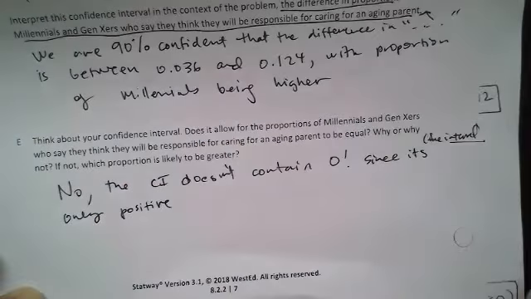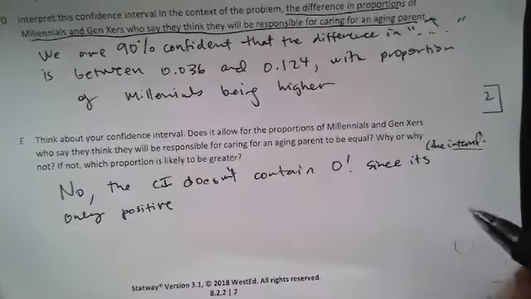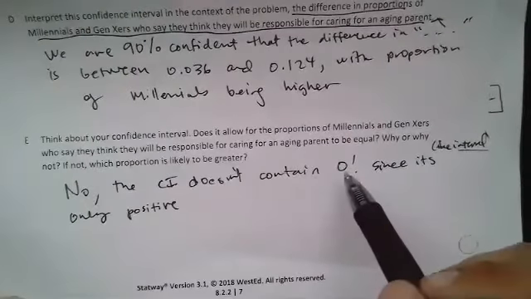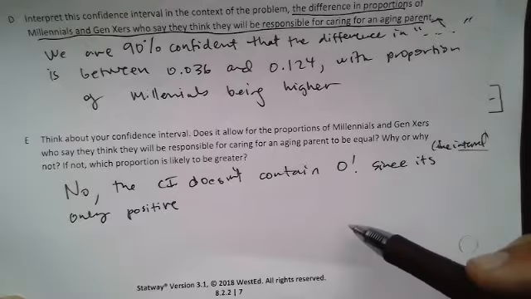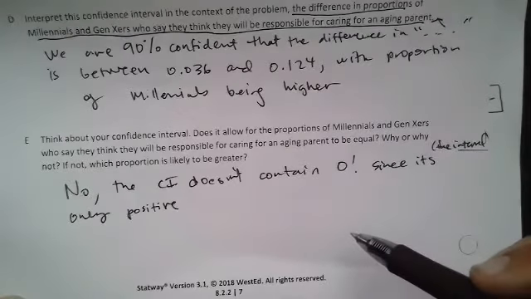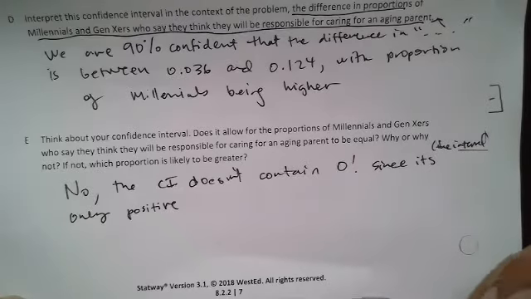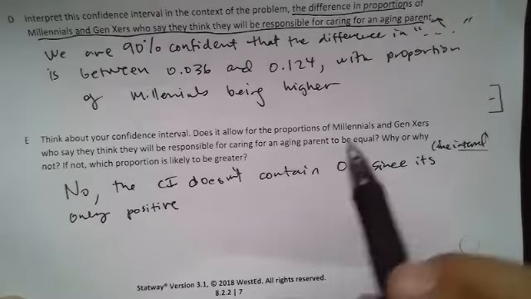Not interval, confidence. Confidence. Oh, okay. Sorry. So when you say no because the confidence interval does not contain 0, that's primarily if the intervals were like a negative number, right? Yeah. So it doesn't contain 0 because it's positive to positive or negative. I see our intervals are 0.036 and 0.124. Those are both positive numbers, which gives us the answer no because the confidence interval does not contain 0 because of those numbers, right? Yeah, exactly.